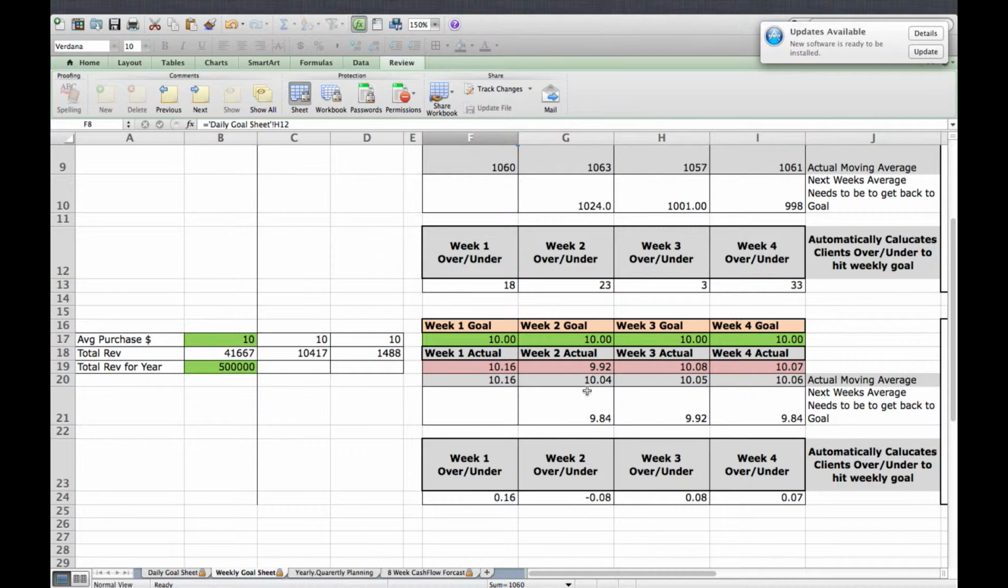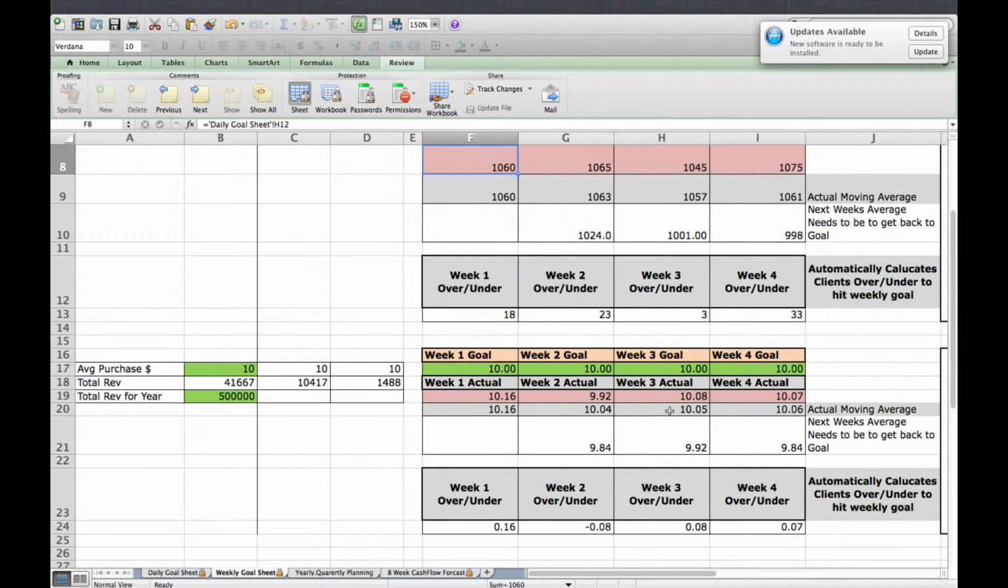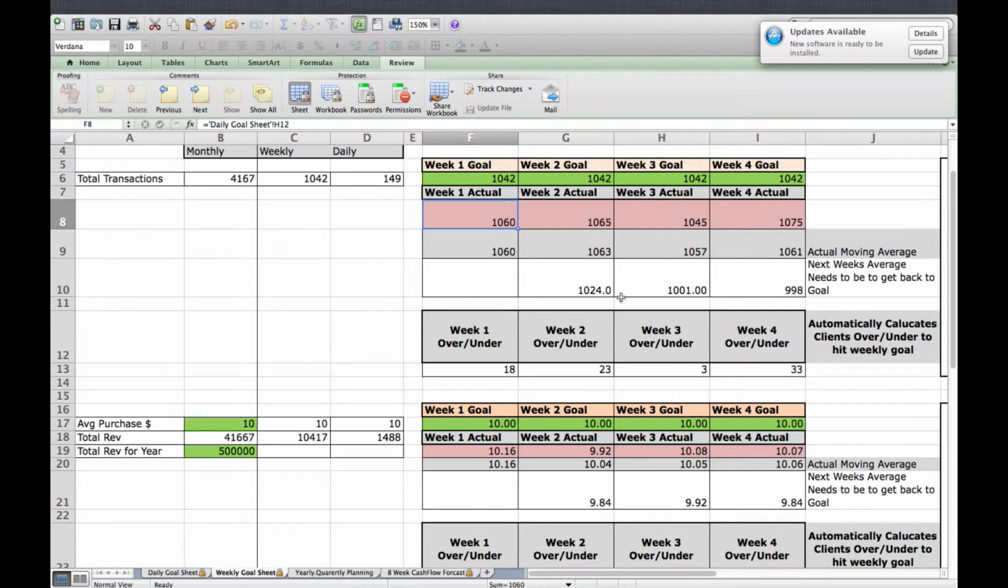So again, this $9.84 would tell us if we still wanted to average a $10 average purchase, we need to do at least $9.84 to maintain that $10 average purchase. And because our average purchase was actually $9.92, which was still above that $9.84, we're still a little bit above $10. So we know we're in good shape. And again, these then are going to tell us what our average purchase needs to be that week to maintain a goal of 10. So same thing as above. So again, this just allows you to monitor that and kind of know where you're at.